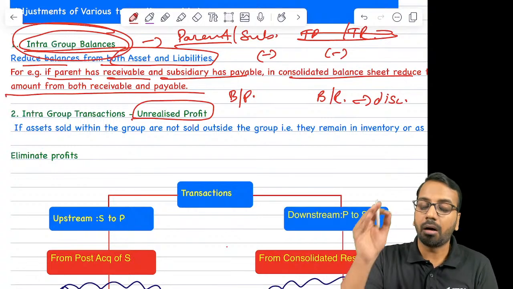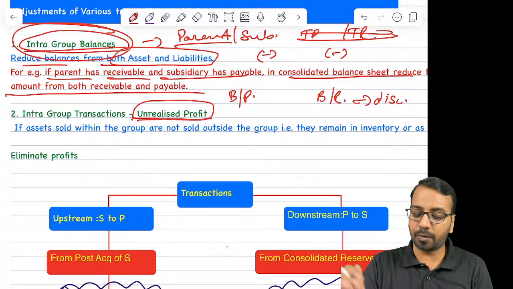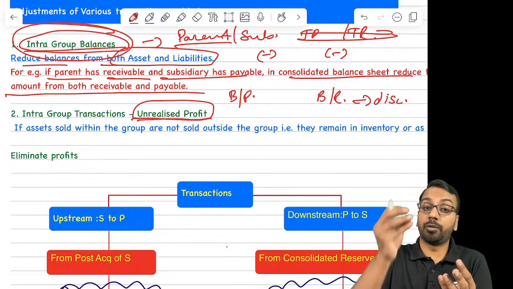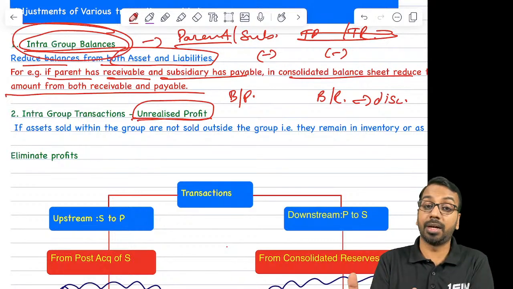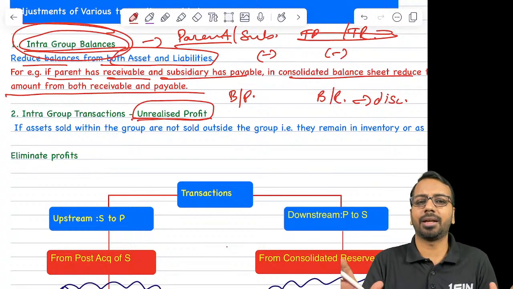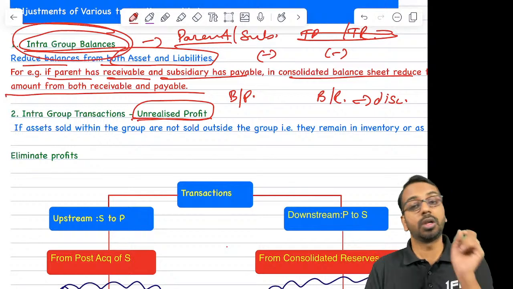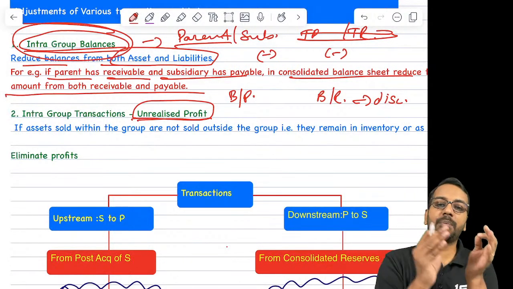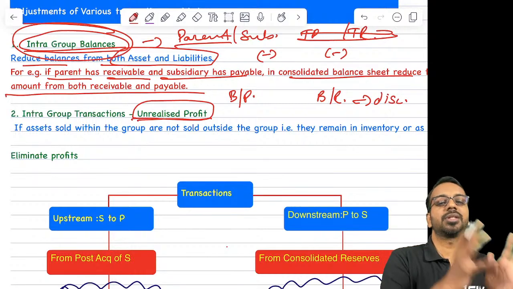Unrealized profit on sale of inventory and sometimes PPE also. Now when there is an unrealized profit on sale of PPE, a lot of students are confused, like, sir, where should we reduce from, subsidiary or parent, or should NCI bear the share and all of that? Simple technique: first ask the question, who sold the inventory? If the parent sold to the subsidiary, reduce it from the parent's reserves. If the subsidiary sold to the parent, reduce from the subsidiary's reserves.